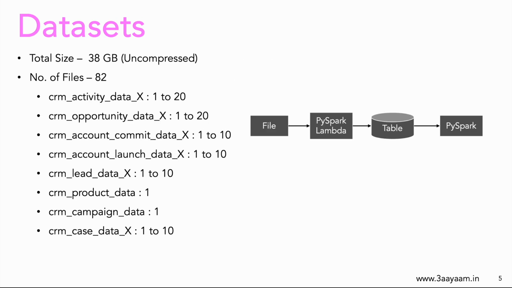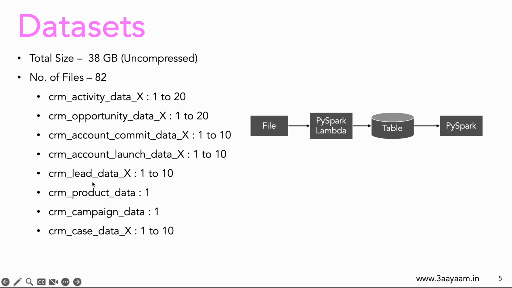Now let me tell you about the datasets that I'll be providing. The total size of the datasets would be 38 GB, which is uncompressed, and there are 82 files. And these are the different tables which are available. So for activity, there would be CRM activity data 1 to CRM activity data 20. For opportunity also, there would be 20 files. For account commit data, there would be 10 files, and for account launch data, there would be 10 files.